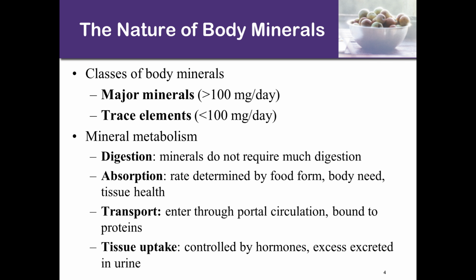If the concentration of a mineral is more than 100 mg per day, that mineral is known as a major mineral. If a mineral is consumed in our body at 100 mg or more per day, it is known as a major mineral. And a mineral consumed at less than 100 mg per day is known as a trace element. So this is the classification according to the concentration of their consumption: trace element and major element.